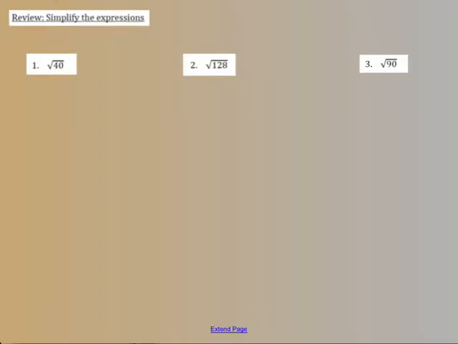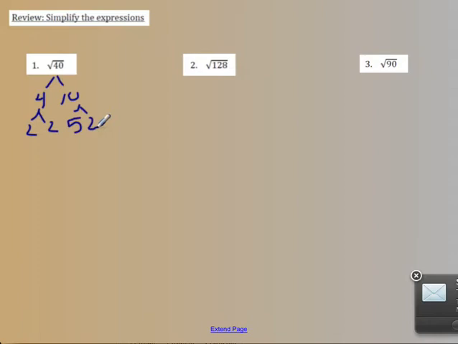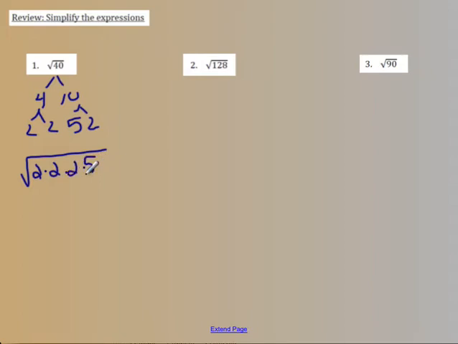When we take a look at 40, we want to break down 40. Remember how we did this earlier on in the unit? Well, 40 I can break down to 4 and 10. And 4 breaks down to 2 and 2, and 10 breaks down to 5 and 2. Then underneath the radical, we're going to have the square root of 2 times 2 times 2 times 5. I notice I have one pair of 2's that I can take out. So I'm going to take out that pair of 2's, and left underneath the radical is 2 times 5, which is 10. So 2 times the square root of 10 is our answer for number 1.